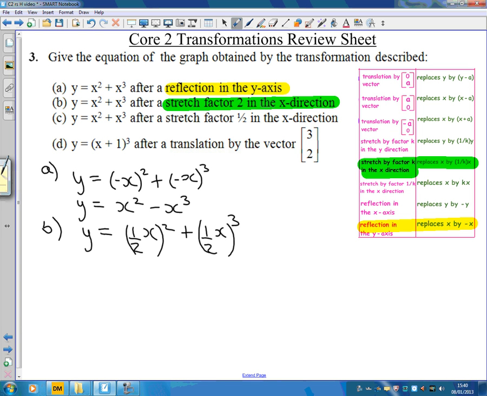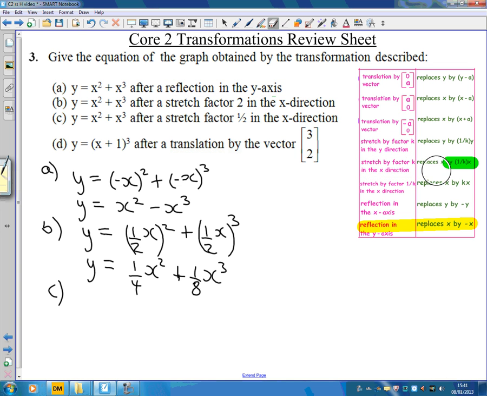Now that's a perfectly good answer, but if we wanted to tidy this up, we're going to need to do a half squared, so that's a quarter x squared, and here we've got a half x cubed, which is the same as a half cubed, which is an eighth x cubed. So moving on to C.